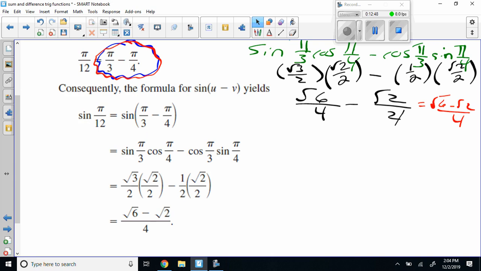They wanted you to evaluate the sine of pi over 12, right? I'm not going to make you figure out what combination would give you pi over 12. I'm going to give you the combination. Does that make sense? You will have the combination.